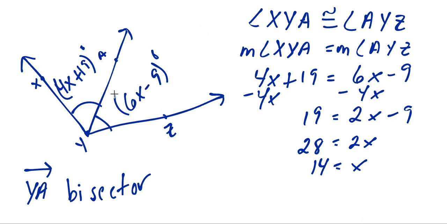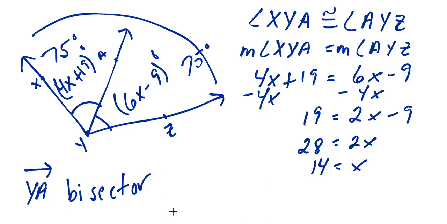We could then use that 14 to plug in to find the measurement of my angle. So if I plug in 14 for my x here, 4 times 14 plus 19, I'm going to get 75 degrees. On the other side of my angle, 6 times 14 minus 9, I should also get 75 degrees, which means the large angle here, the measure of angle XYZ, is going to be 75 degrees plus 75 degrees, 150 degrees.